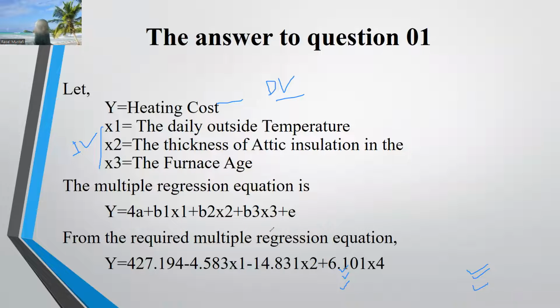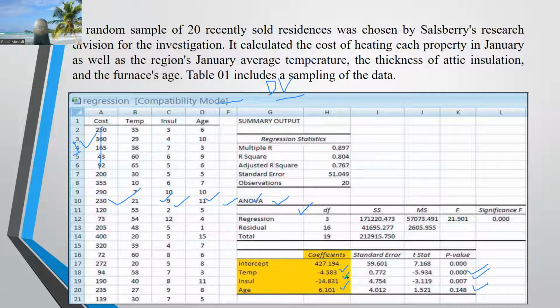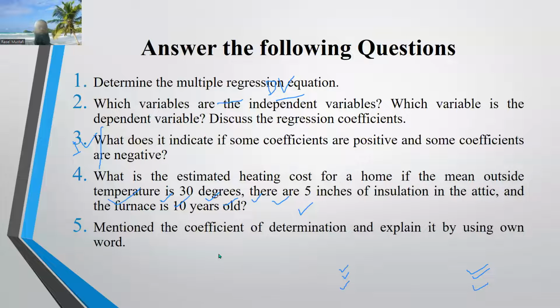furnace age. Here the multiple regression model is y equal to a plus b1 x1 plus b2 x2 plus b3 x3 plus epsilon, the error term. These are the 3 regression coefficients, b1, b2, and b3. These are the 3 independent variables, and y is the dependent variable. From the analysis part, the regression equation is intercept term plus beta 1 x1 plus beta 2 x2 plus beta 3 x3, and so on.